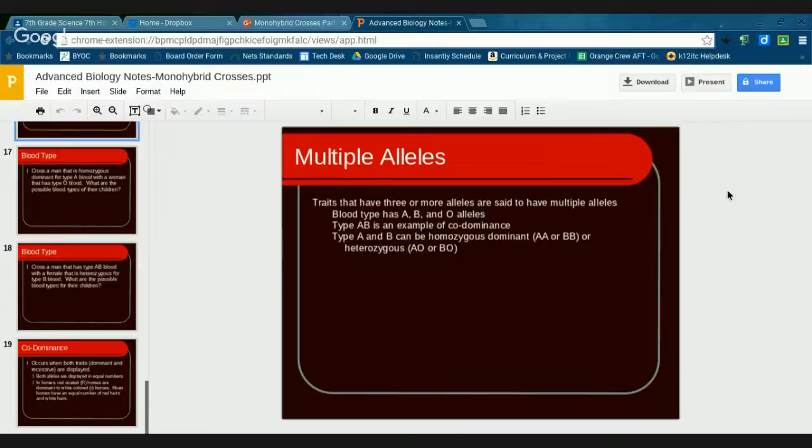So since O is recessive, in order to have type O blood, you'd have to get an O allele from both parents. Oddly enough, this is your more common blood type, type O blood. Usually the recessive is not common, but in this case it is. So this one gets a little trickier.